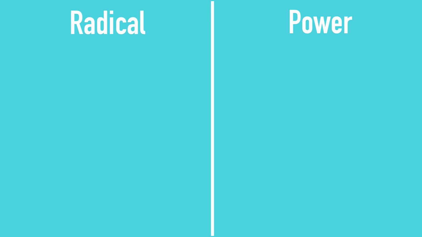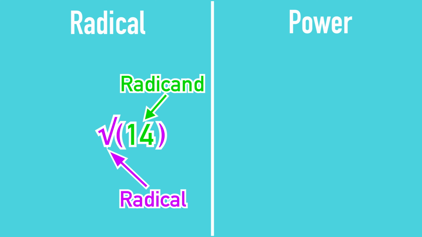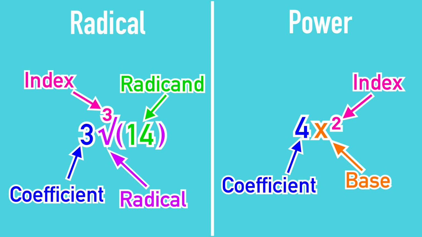Before we get started, let's review the structure of terms containing radicals and powers. For radicals, we have the radical symbol, which looks like a check mark. Inside of that is the radicand. For powers, we start with the base. Both radicals and powers have indexes. In a radical, this is the superscript nested in the radical symbol. For powers, it is the value of the exponent. Finally, we have the coefficients, which are multipliers that show up in front of the radical or variable in question. Understanding the structural vocabulary of radicals and powers will allow us to describe the following operations more easily.